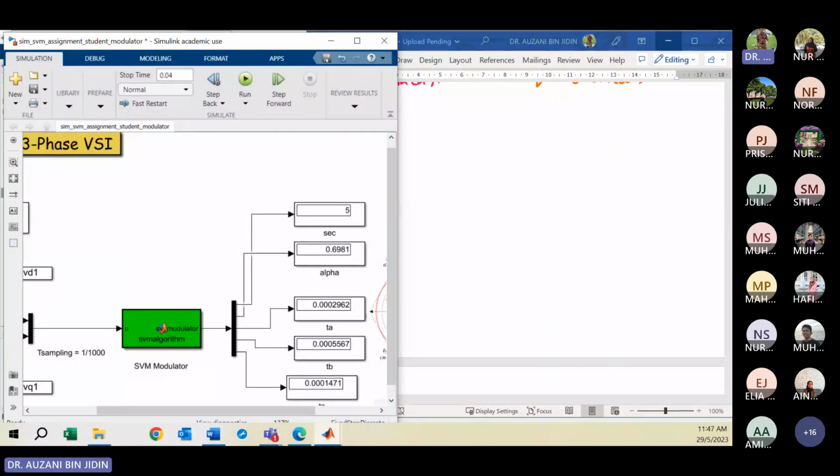Maybe the line is not clear. Poor network connection.